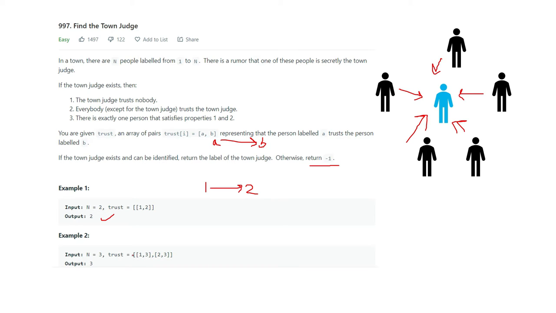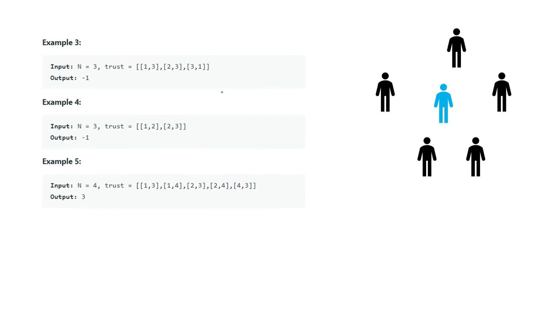trusts 2. If you take another example, here it is 1 trusts 3 and 2 also trusts 3. So who will be the town judge? 3 will be the town judge because 3 doesn't trust anyone. Apart from 3, everyone trusts 3. If you take a few other examples, you can check.